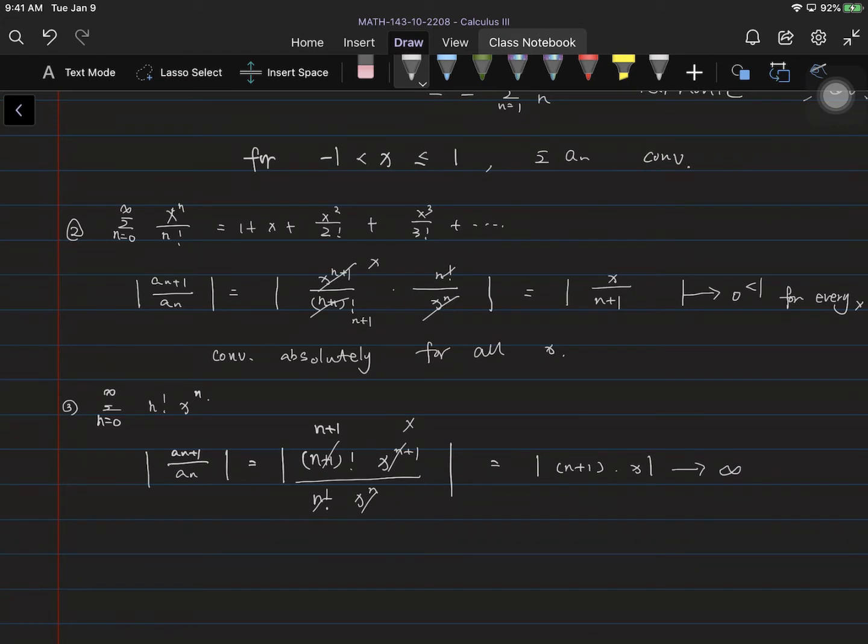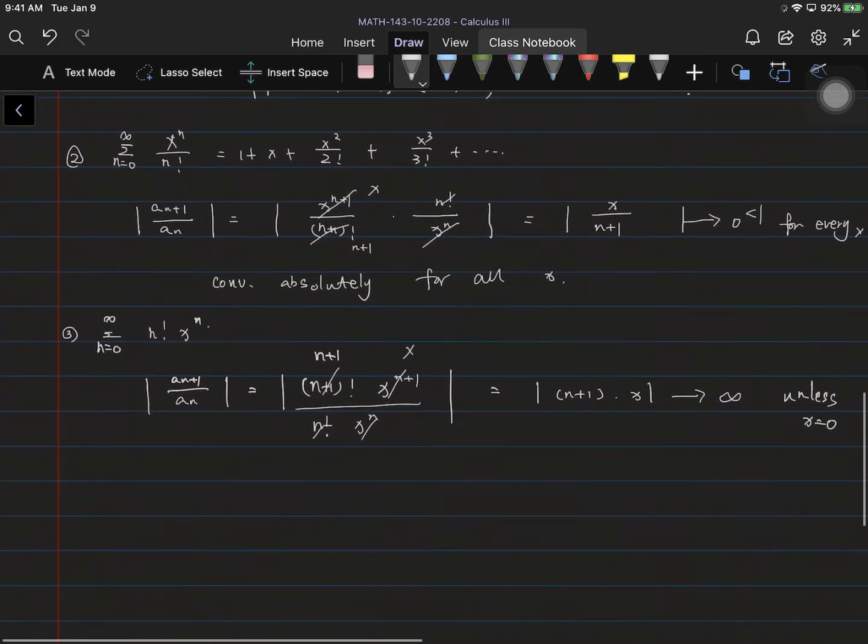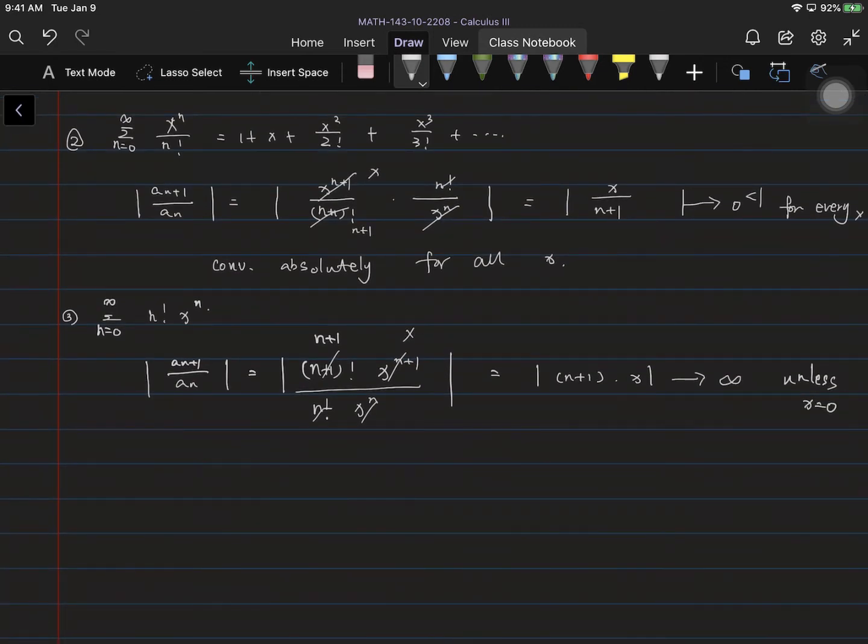So this goes to infinity unless x equals 0. Otherwise, it diverges for all x except x equals 0. So we can try the exercise problem. Here we did 3 problems, right? So the exercise is similar.